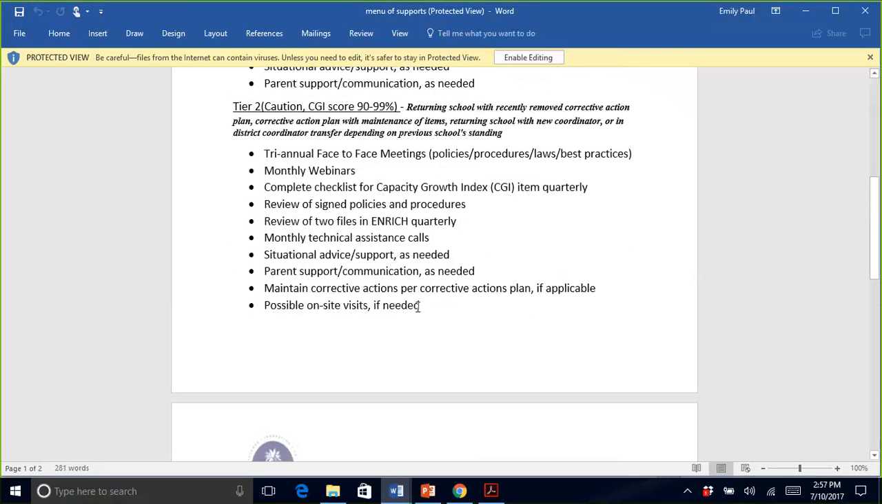For Tier 2, that's your caution level, and that is your CGI score or your CPR score of 90 to 99%. You'll have your triannual face-to-face, monthly webinars, complete checklist, reviewed signed policies and procedures, review of 2 files. Here you'll have a monthly technical assistance call with Laura or I, and then you'll have situational advice and support, parent support, communication, and then you'll maintain your corrective actions for your corrective action plan if applicable, and you might have on-site visits. That just depends.